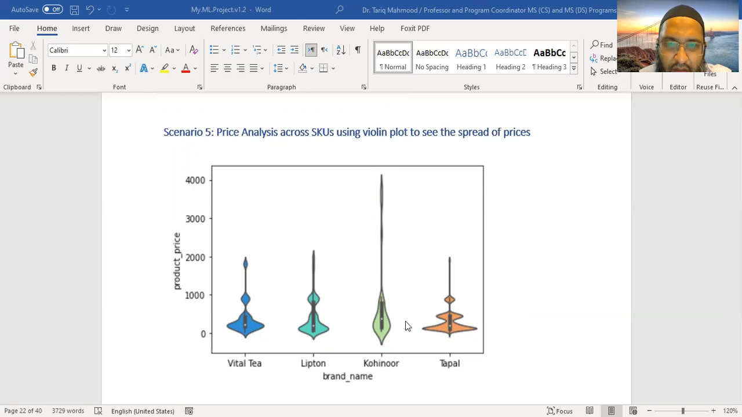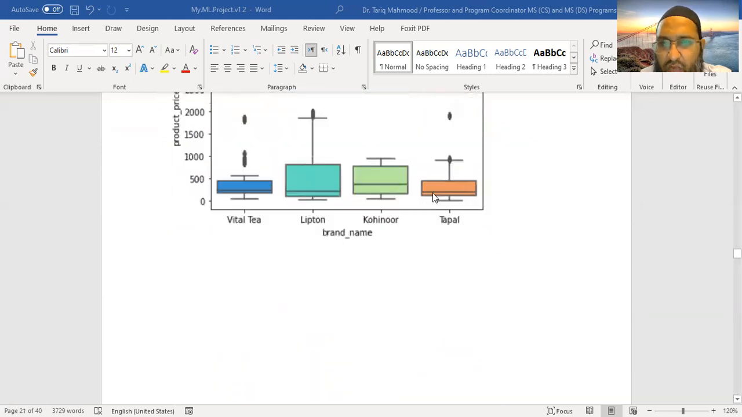Okay. The length of the violin is the same in Vital Tea, Lipton, and Tapal, but the spread is more in Tapal and Vital Tea as compared to Lipton. So it seems more balanced. There is a spread, but the spread is not too high. So in this case also, Lipton seems to be number one, and number two is Vital. While in the box plot, Kohinoor seemed to be number one.